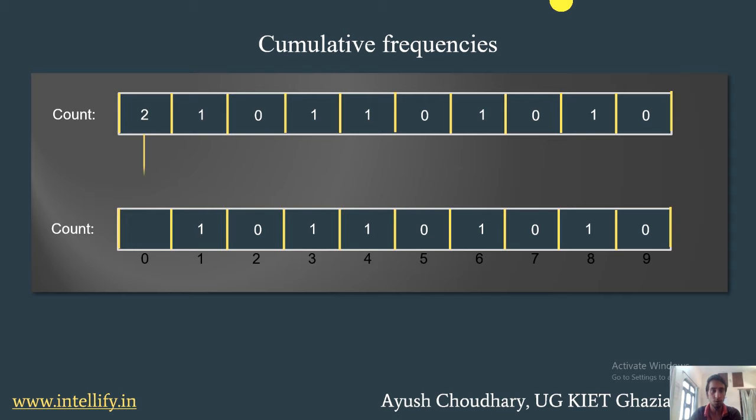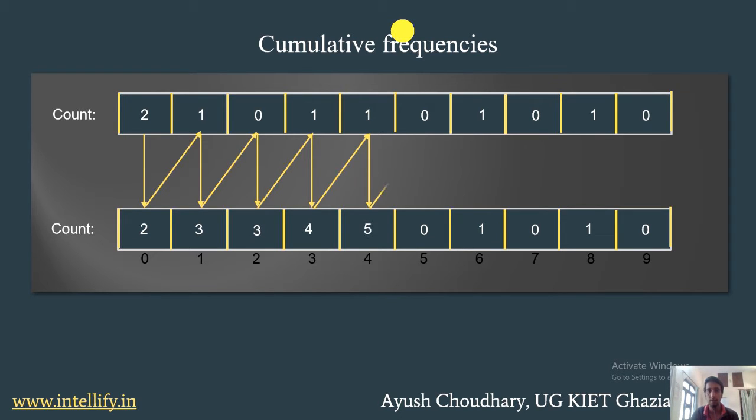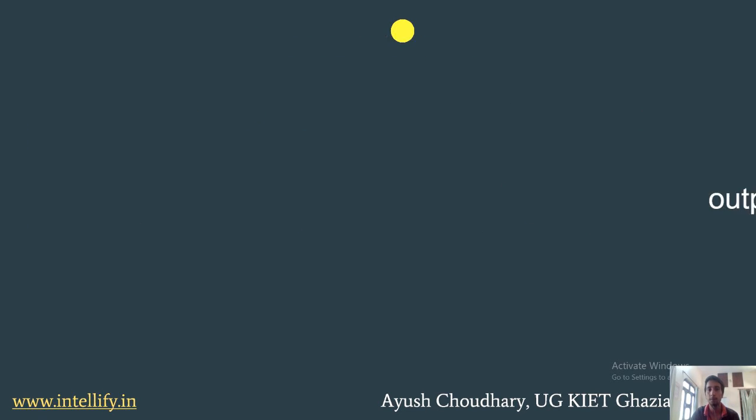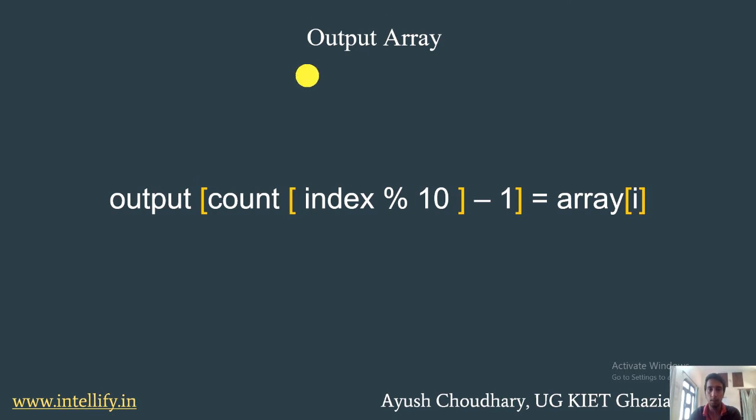So how will we do this? The first element will remain the same, then we add the first element to the second element, like this. So we get 3, then 3 plus 0 is again 3, 3 plus 1 is 4, 4 plus 1 is 5, 5 plus 0 is 5, 5 plus 1 is 6, then 6, then 7, and then again 7. In this way we get the cumulative count. This array is basically the gist of the whole radix sort algorithm, so we will understand this.